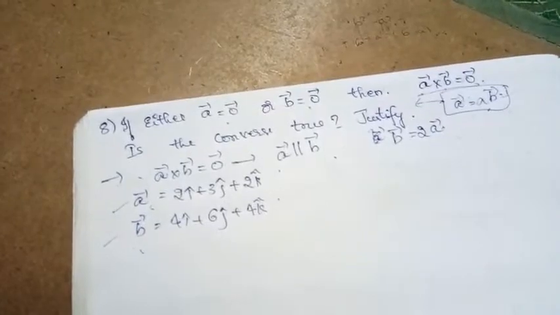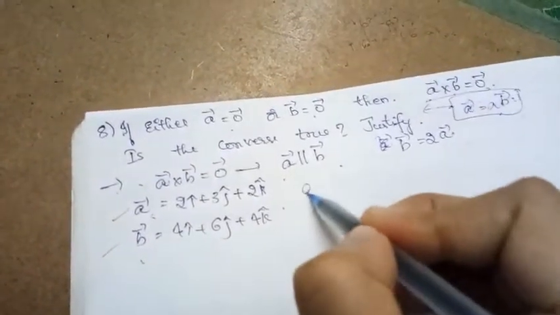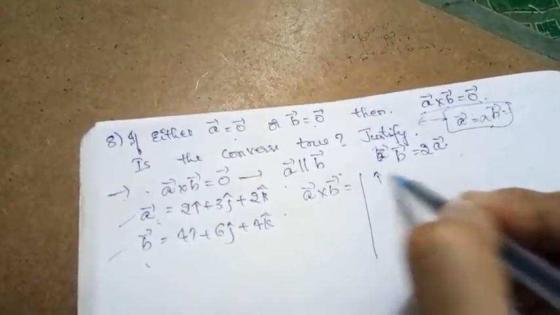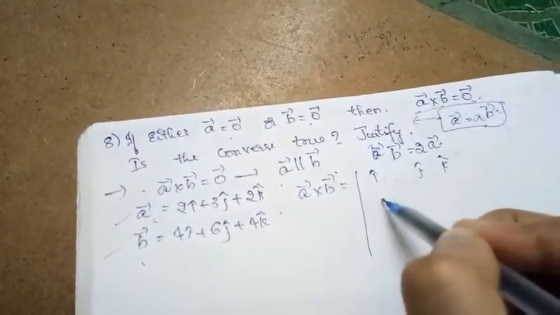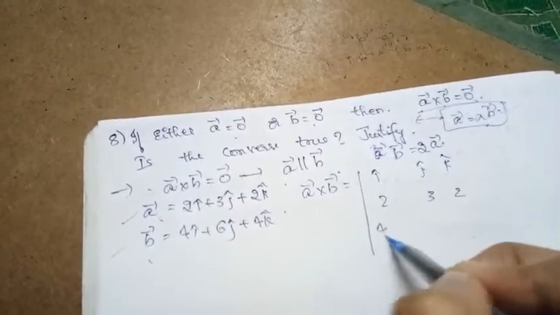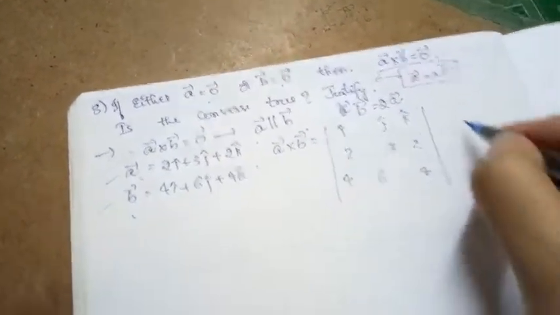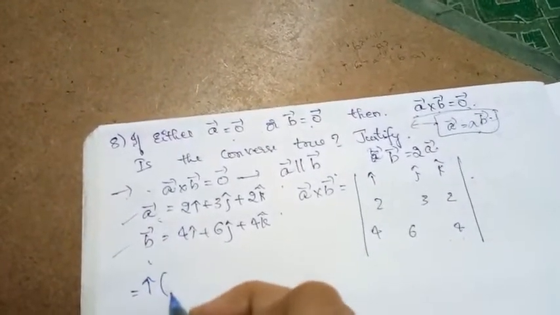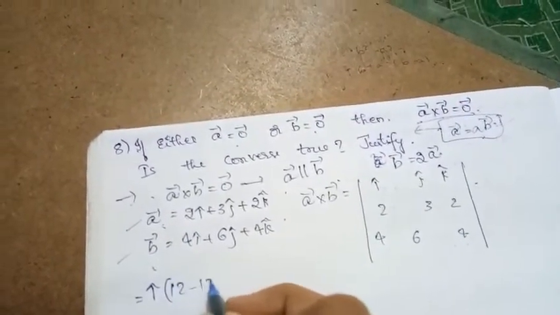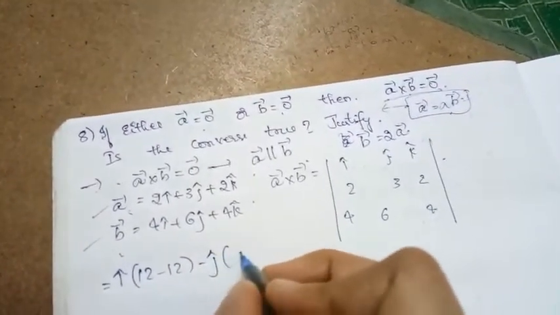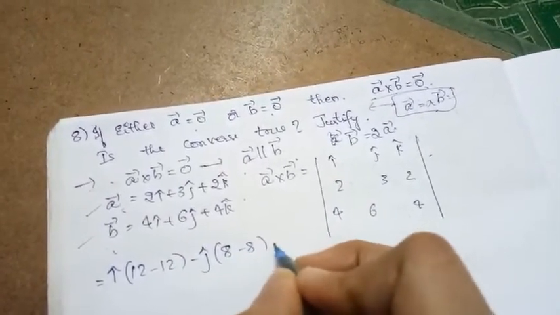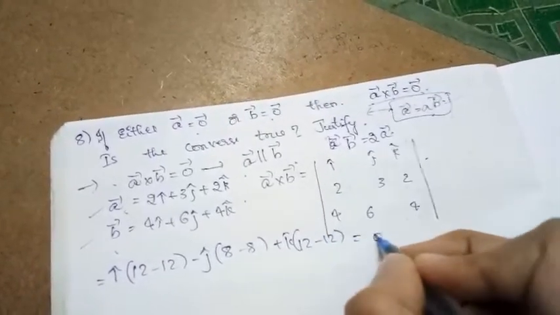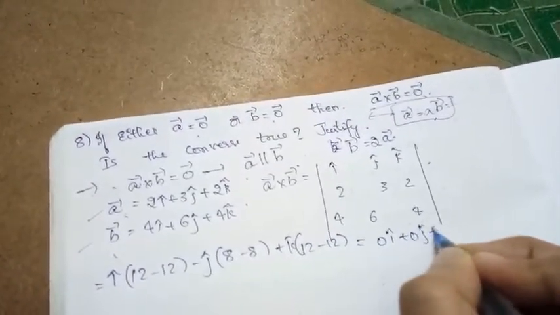Now vector A and vector B are parallel, we know that. First, I need to find vector A cross vector B. So what is vector A cross vector B? i cap, j cap, k cap, 2 3 2, 4 6 4. Expanding along the first row, i cap times 12 minus 12, minus j cap times 8 minus 8, plus k cap times 12 minus 12. So clearly it is 0 i cap plus 0 j cap plus 0 k cap.